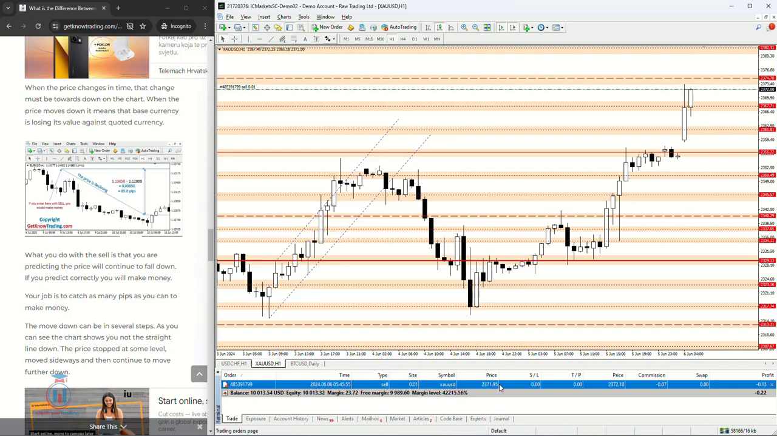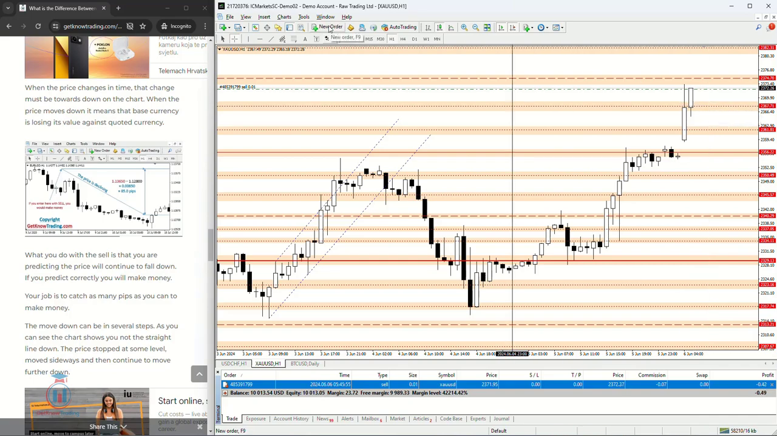Now you can see that the market price is 2371.95. So now I am expecting that the price will go down. If the price goes down, I will make money. And you can see the profit right here. Currently I am in minus because the market is a little bit above the open price I have currently here. So if the price goes up, I will lose money, but if the price goes down, I will make money.